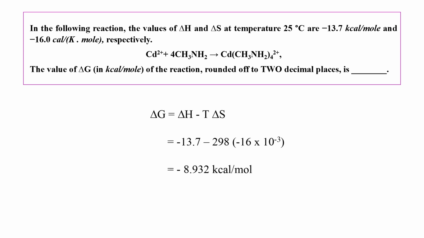Now we know that the formula for free energy is delta G is equal to delta H minus T delta S. Delta H is minus 13.7. Temperature we will take in Kelvin, so 25 degrees Celsius is equal to 298 Kelvin. And here, because the energy is given in kilocal, we will have to multiply the value of delta S into 10 to the power minus 3. Solving this, you will get minus 8.93 as the value of delta G. So the answer can be any value between minus 8.90 to minus 8.95. So minus 8.93 will be the correct answer.